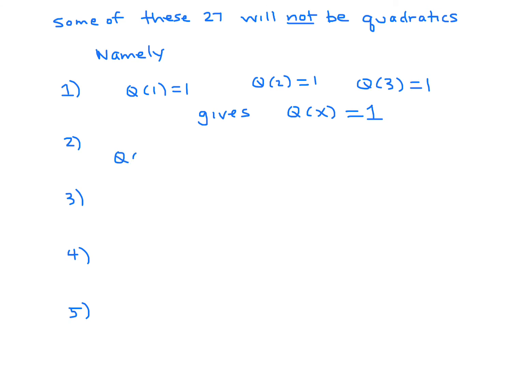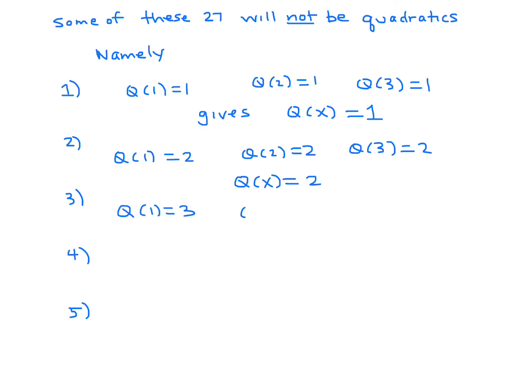The other exception is when q to the 1 is equal to 2, q to the 2 is equal to 2, and q to the 3 is equal to 2. If you do that, you get q to the x is equal to 2. The third one is when q to the 1 is equal to 3, q to the 2 is equal to 3, and q to the 3 is equal to 3. That gives q to the x is equal to 3.